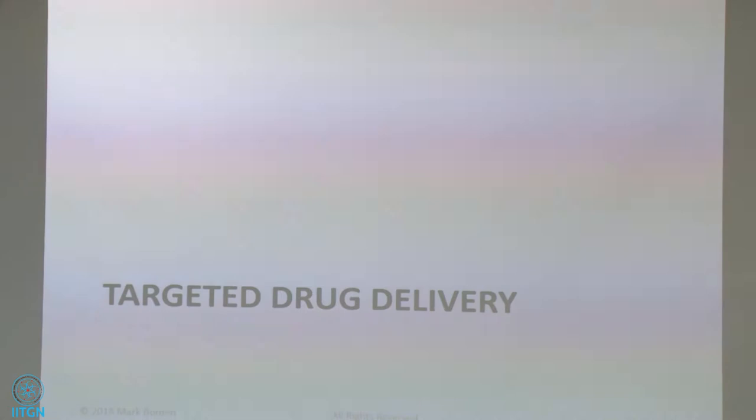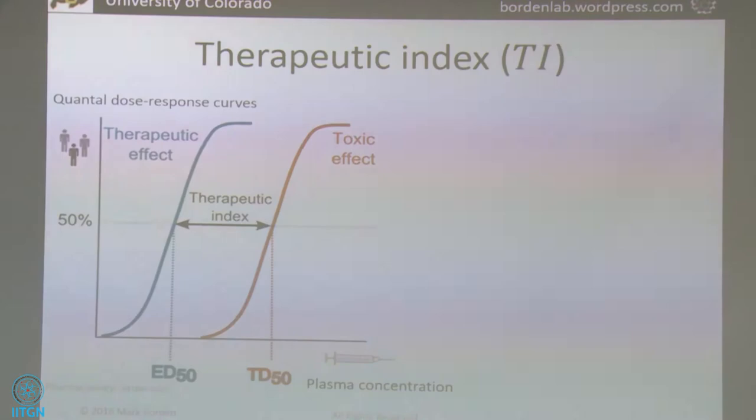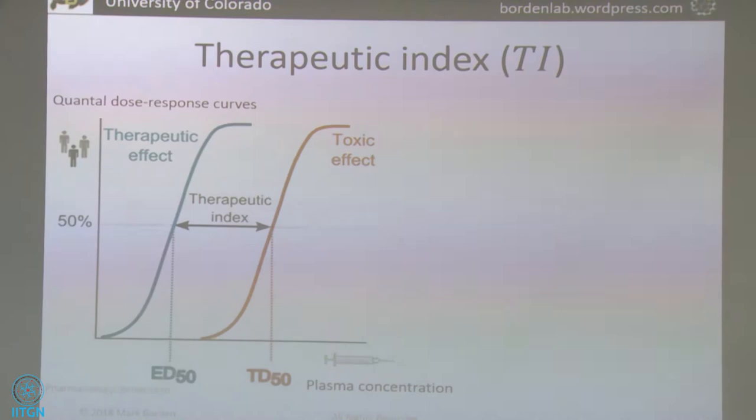We're going to look specifically at targeted drug delivery, and this is a couple of short slides about the basic concepts. One of the important concepts is the therapeutic index, which can be measured for a drug. You look at the dose response curves. The x-axis is the dose that you give to the patient, and the y-axis is the percent of patients that experience either a positive or a negative effect because of that drug. You plot those separately: the therapeutic effect and the toxic effect.